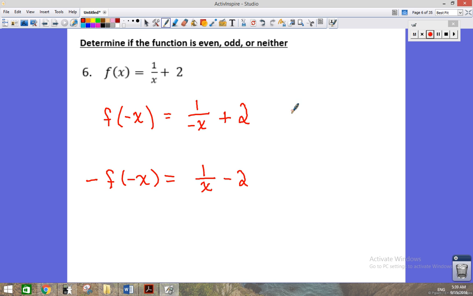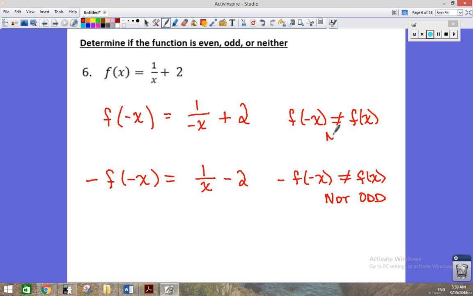Well, remember we said that f evaluated at the opposite of x was not the original. And now if you look at the opposite of f evaluated at negative x, it's not the original. So this is not an odd function. So it's not even, it's not odd. We say that it's neither. It's neither even nor odd. Alright, so I hope that helps.